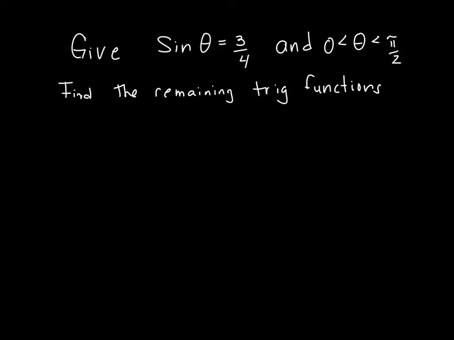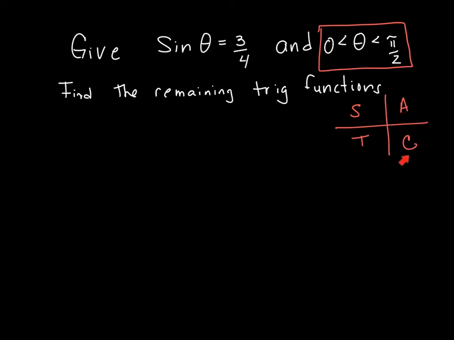All right, so to do this, first of all, it's important to recognize that we must know what quadrant this is in. The reason is our mnemonic tells us that all values are positive in the first quadrant. The sine is positive in the second quadrant. The tangent is positive in the third quadrant, and the cosine is positive in the fourth quadrant, also known as "All Students Take Calculus."